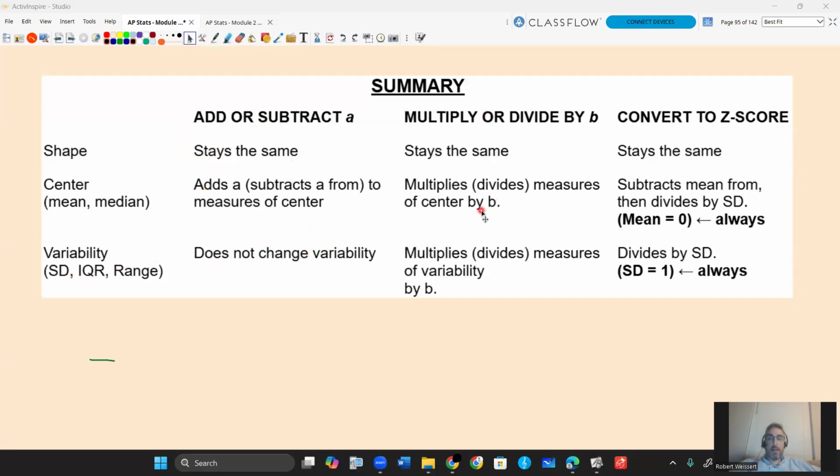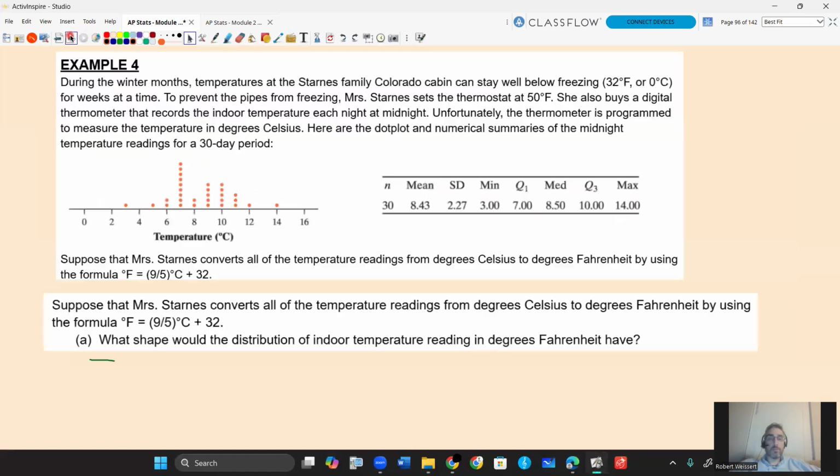We multiply or divide the center, and we multiply or divide the standard deviation. So that does change. And then for z-score, the shape will stay the same again. For the center, we are going to always have 0. The mean will be 0 because you're subtracting the mean from the mean. And then the standard deviation will always be 1 because you're dividing the standard deviation by itself. You're not subtracting anything from it. So 0 and 1 will always be the mean and standard deviation of a z-score distribution. Knowing that, let's look at this last example.